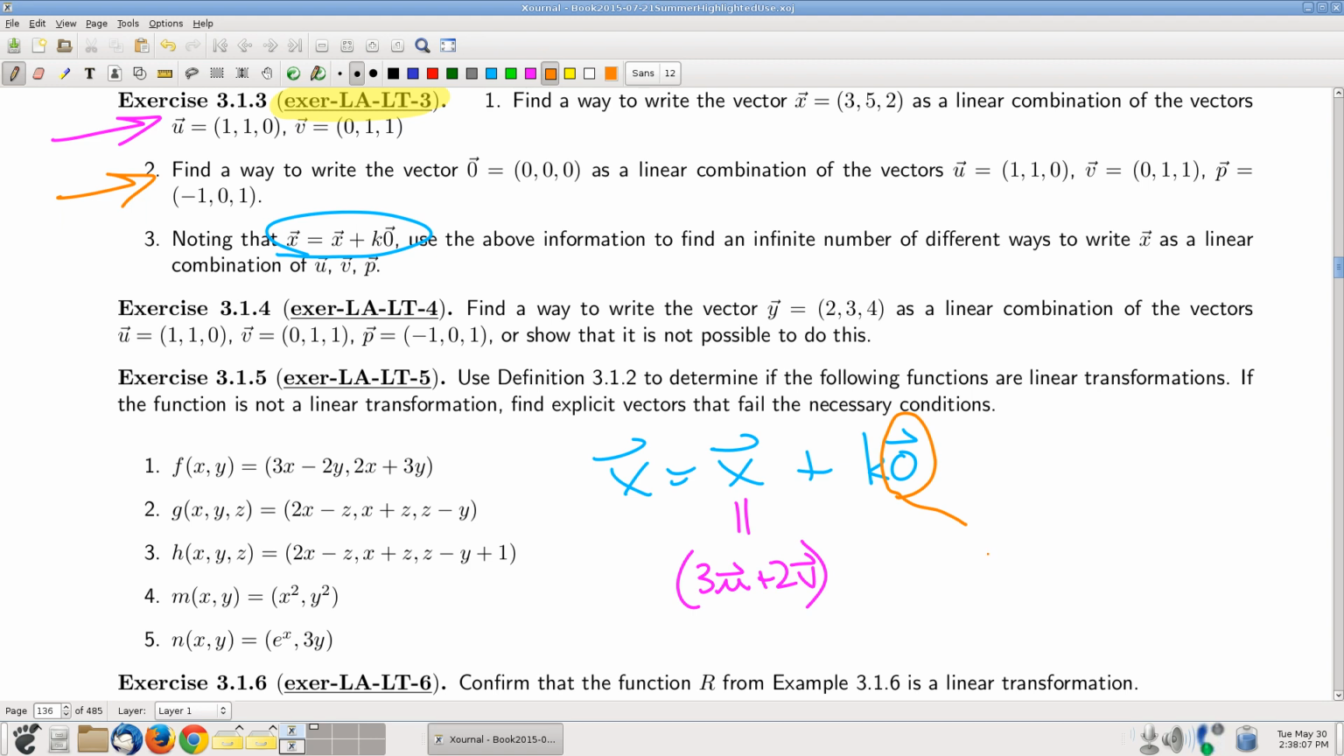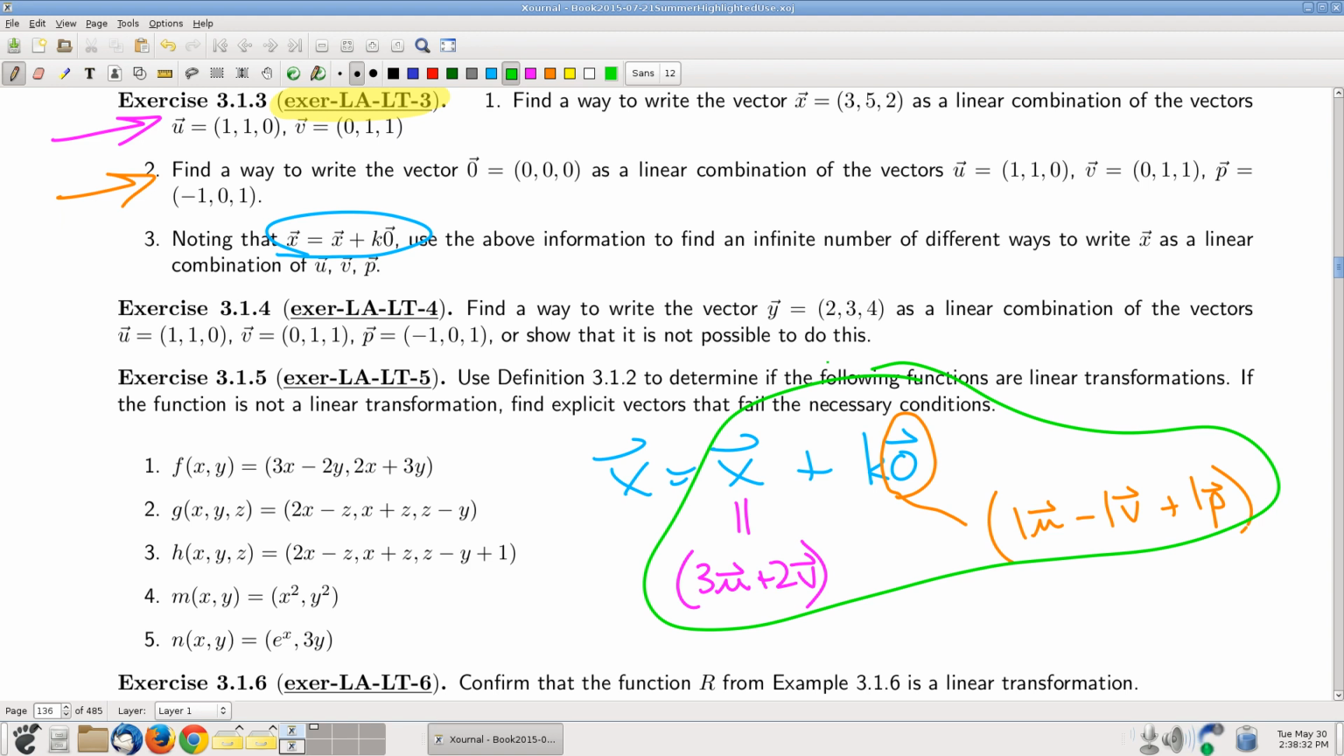I've got to remember those numbers now. I think it was 1u minus 1v plus 1p. Pretty sure those were the numbers. Well, what I've got then is a great big linear combination of u, v, and p. So if I take all that and multiply it out, then x is equal to, well, there's 3 u's, but there's also k times 1 u's right there. So altogether, I have 3 plus k u's.